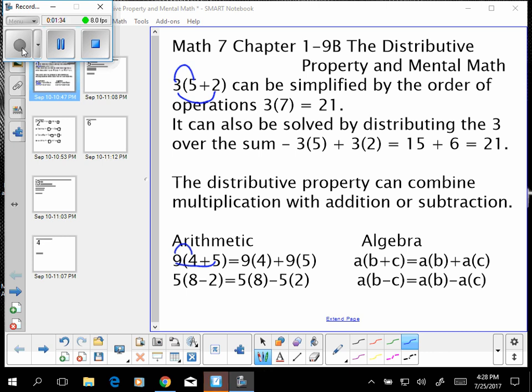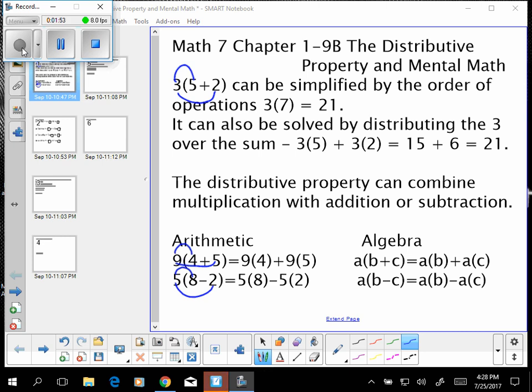We can also use it with subtraction. So distribute the 5 over the 8 to get 5 times 8. Notice that again, they copy that subtraction sign inside that parentheses. Then I distribute the 5 over the 2.